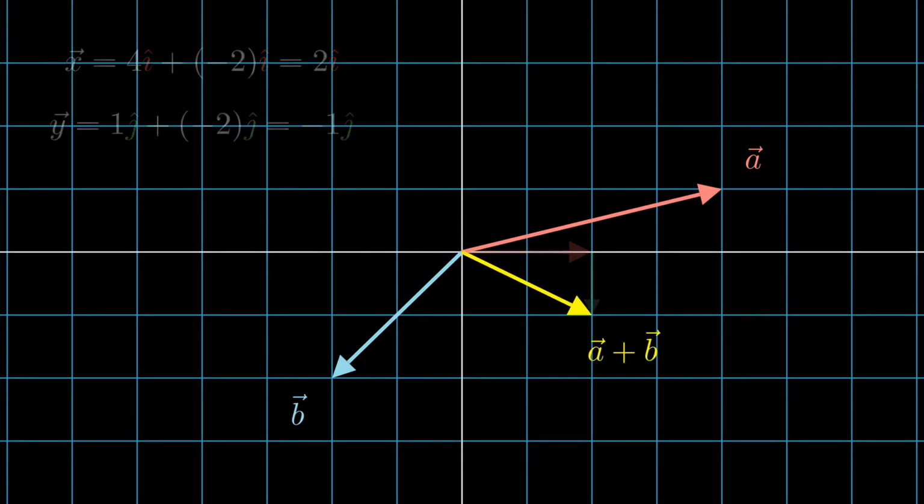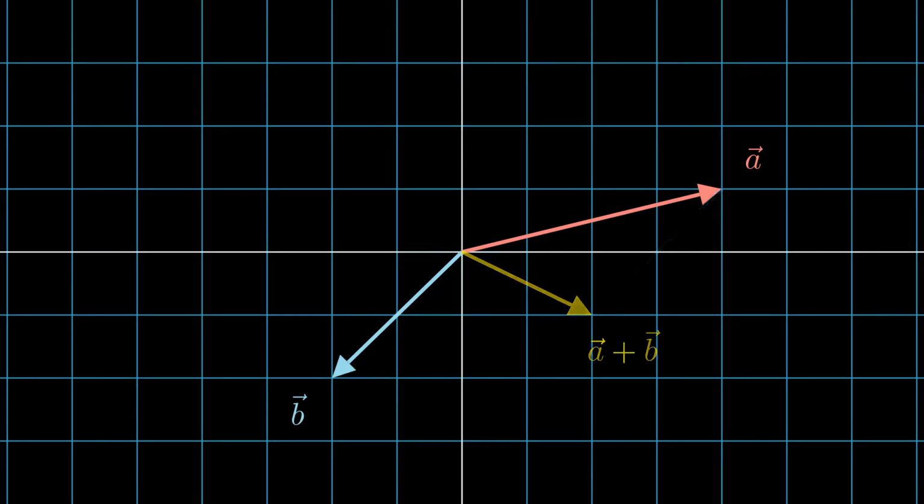Another way we can add vectors together is by doing so graphically. Because vectors represent the same value regardless of where their tail is, we can simply move the tail of vector b to the tip of vector a. Then, our new vector a plus b is going to be at the tip of b now. This method is aptly named tip-to-tail addition.